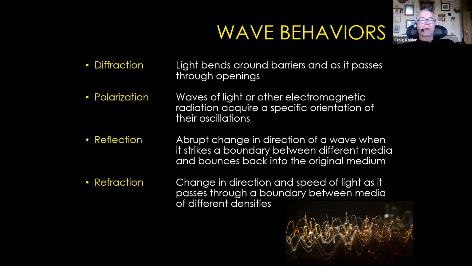So many of us know many of these behaviors, but diffraction is light bending around barriers as it passes through openings. That's diffraction of light. Polarization means that waves of light and other electromagnetic radiation acquire a specific orientation of their oscillations and become polarized. So we'll see what an electromagnetic wave looks like and how that can be oriented. But we're all familiar with polarized light through sunglasses and other kinds of reflective things.